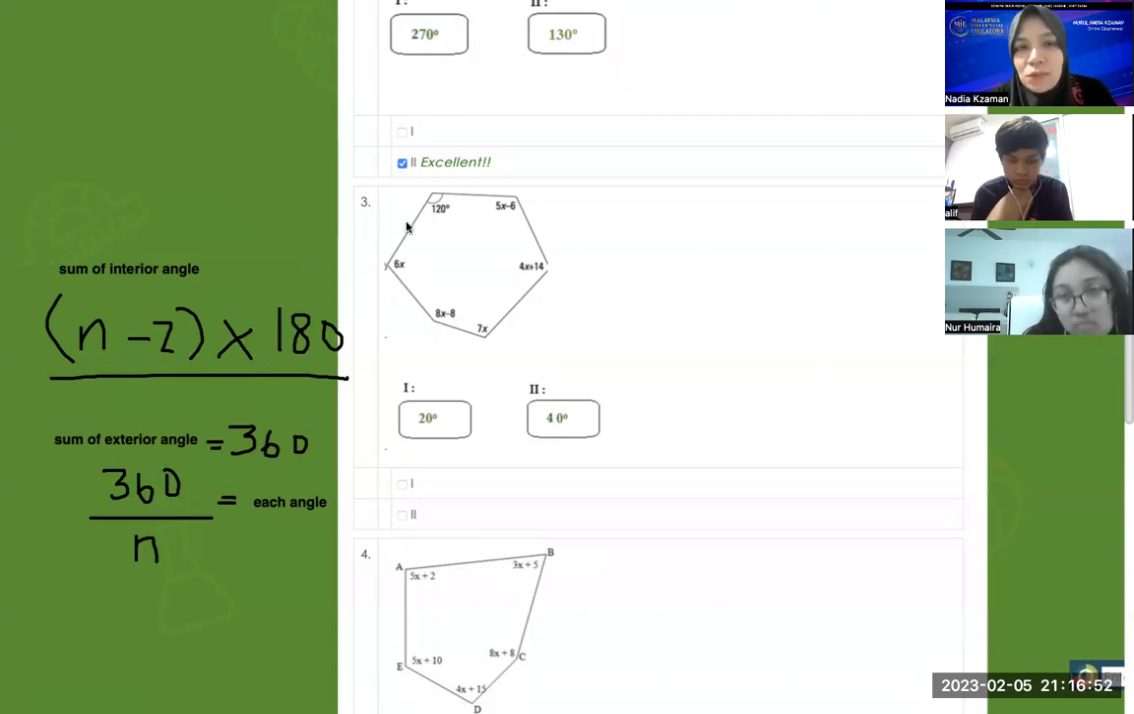N is number of sides. 1, 2, 3, 4, 5, 6. So 6 minus 2 times 180. So you get the total sum of interior angle. So when you add on everything, you have to calculate the value of x.